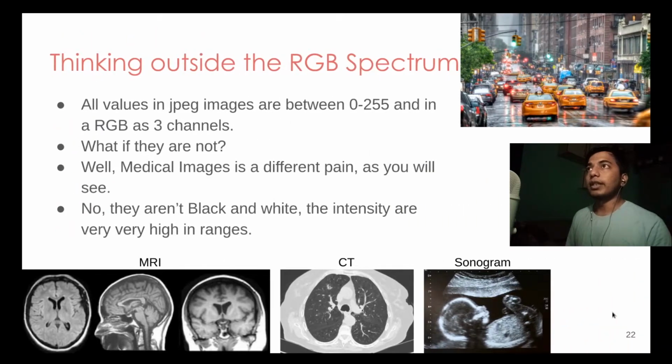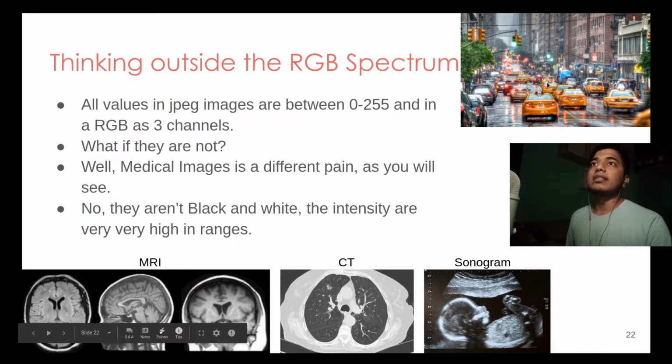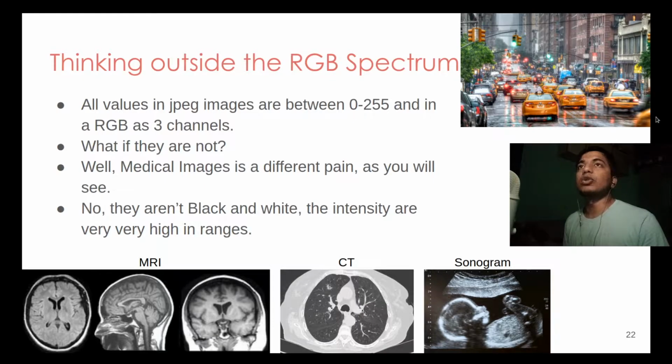Now, starting with thinking outside the RGB spectrum. As you can see in the image in the top right corner over here, all the pixels are between 0 to 255 in a 3-channel mode. So this is what we call an RGB image. But in medical imaging, we aren't so lucky.